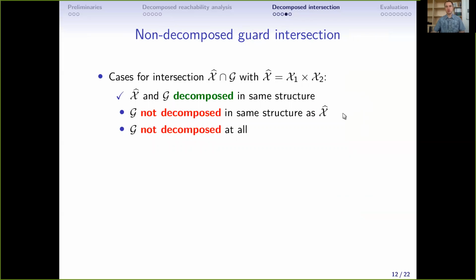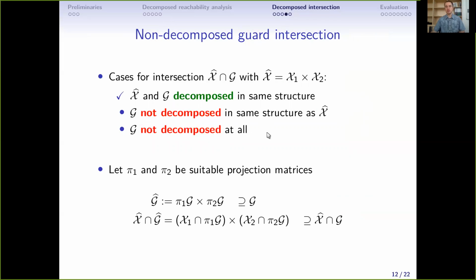But what if this is not the case? So what if G is not decomposed in the same structure or not decomposed at all? Well, then we can still decompose it using an over-approximation. So we can define G hat as the Cartesian product of suitable projections of G. And this will be an over-approximation. And then we can take the intersection with X hat and this new G hat as before. And this will, again, be an over-approximation of the true intersection.